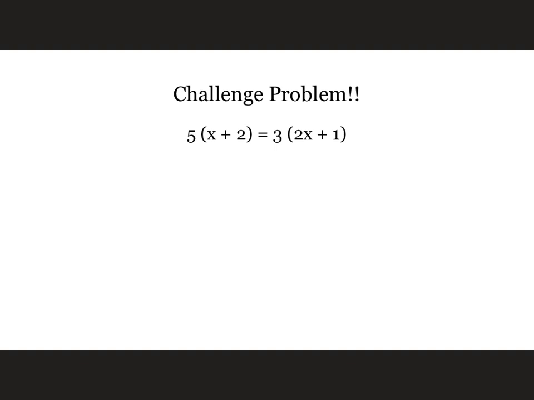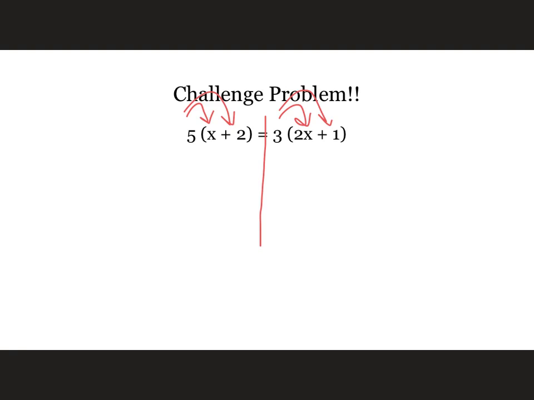Now, the challenge problem, this is as hard as it can get. And once again, we know that there are parentheses on both sides of our equal sign. When we see parentheses in an equation, we know that we have to use the distributive property. And first and foremost, we draw that line down the equal sign, making sure that our equation is balanced. And since there are parentheses on both sides of my equal sign, I have to distribute on both sides.